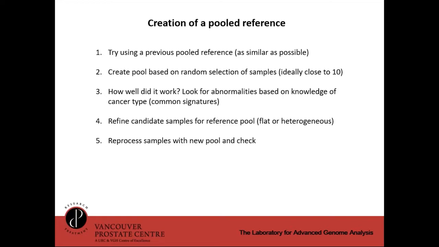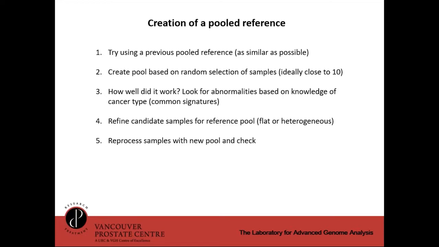In this case, the pooled reference that I tried didn't work, and I'll show you that. I had to move on to number 2. So number 2 is create a pooled reference based on random selection of samples. And Nexus recommends getting ideally as close to 10 samples in your pool as possible.